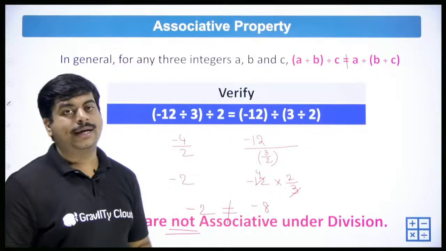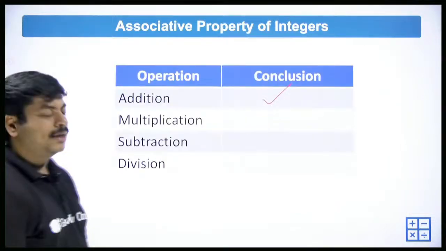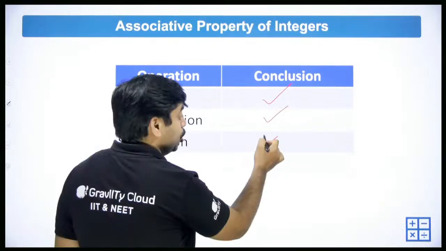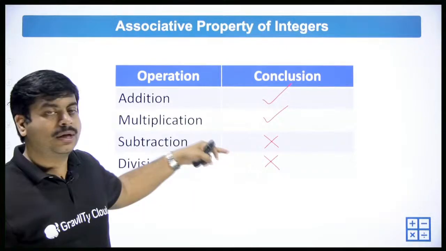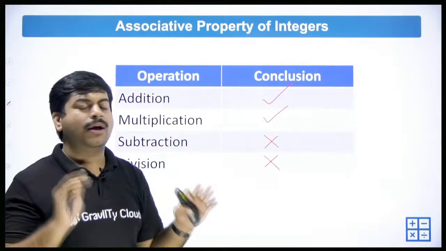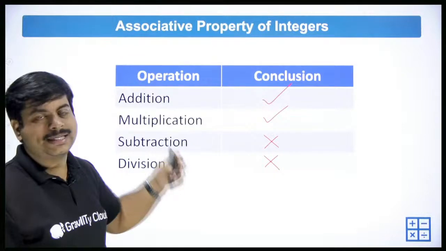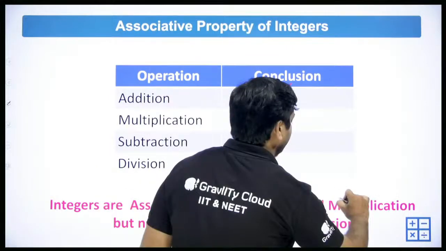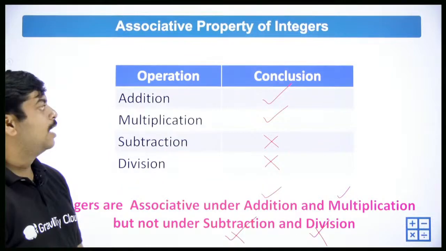So let us try to keep all these four at once. Addition we discussed, yes, it is correct. The relation is satisfied. Multiplication correct. Subtraction no, and division also no. These two are not satisfying the associative property. And these differences come when you have negatives and positives in the case of subtraction, and when you're dividing fractions by fractions in division. Not only with integers, with any numbers, these two will not satisfy the associative property, right? So let's move forward. Integers are associative under addition and multiplication, but not under subtraction and division. Correct, right?